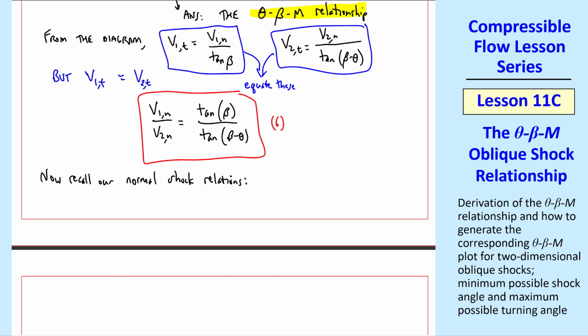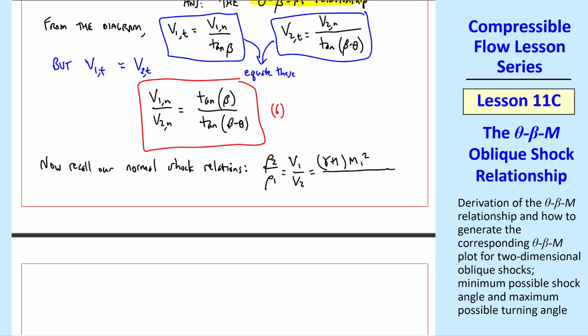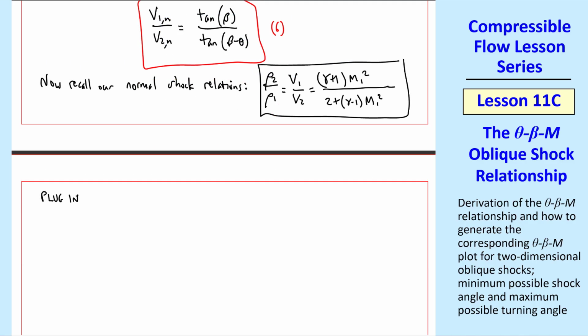Now recall our normal shock relations. We had rho 2 over rho 1 equal V1 over V2 equal gamma plus 1 M1 squared over 2 plus gamma minus 1 M1 squared. Now we plug in the normal component, where from last time M1n equals M1 sine beta.